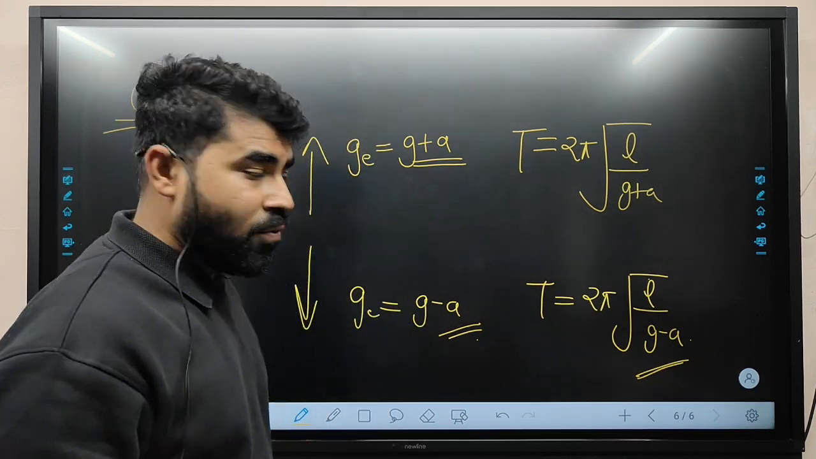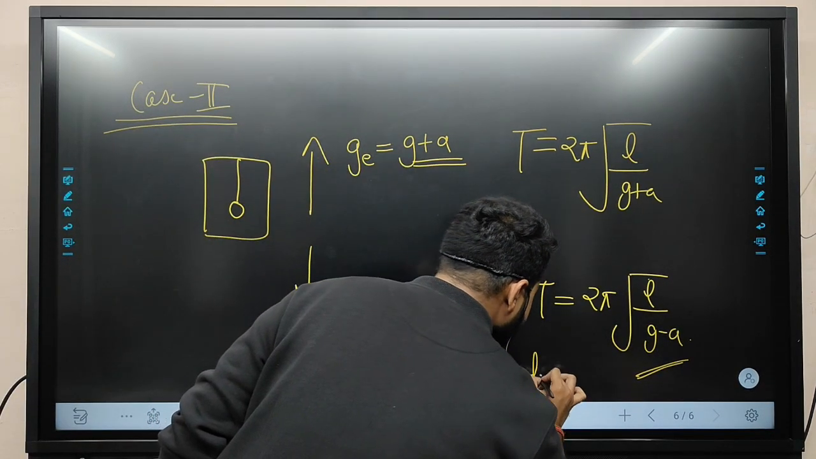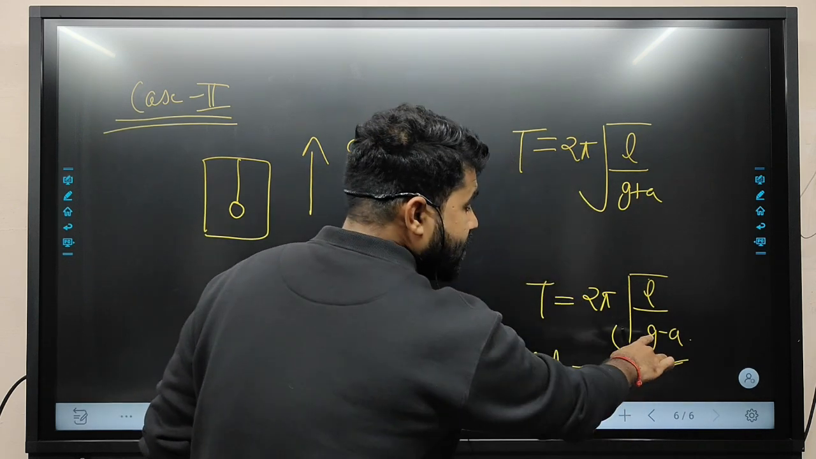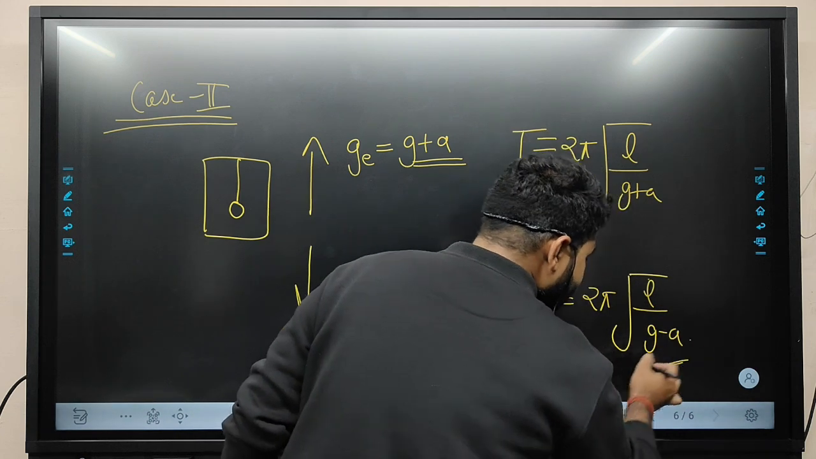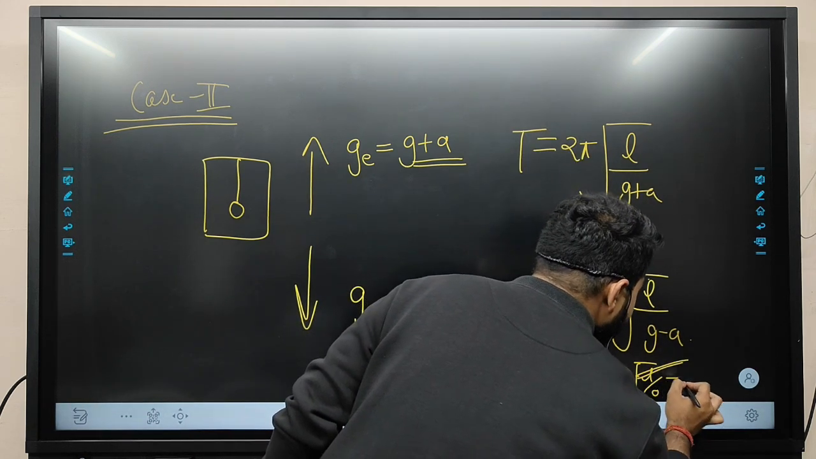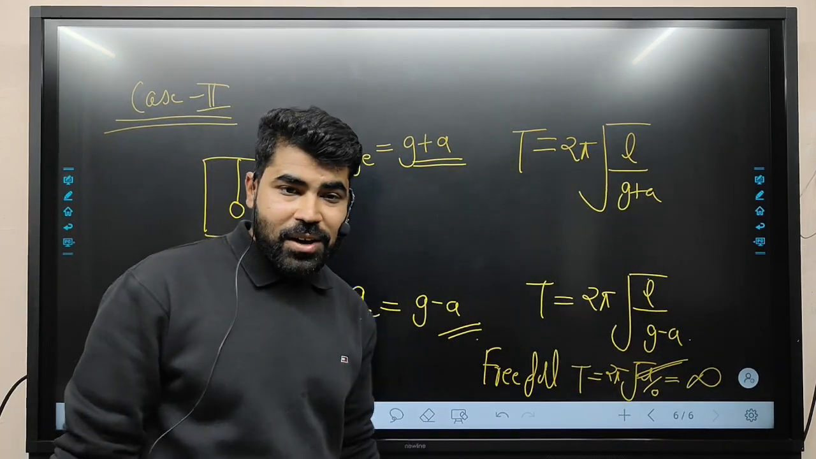Is it clear? What will happen in the case of free fall? In the case of free fall, T is equal to, because G minus G is 0, 2 pi under root L upon 0, and it will be infinity. In case of free fall, the time period will be infinity.